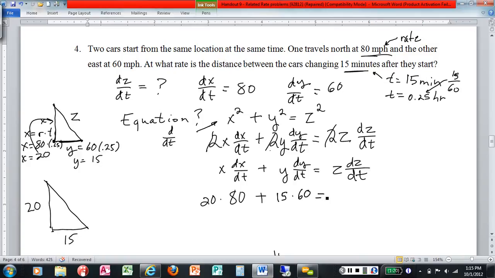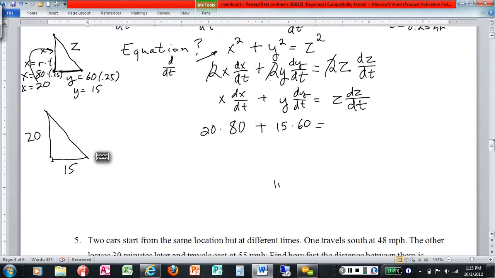Uh-oh. I'm still lacking one thing, aren't I? Trying to find dz/dt, but this d/dt equation still has z in it. What are we going to do there? Well, isn't z this little thing right here? And don't I still have the Pythagorean Theorem relationship going there? So I can figure out z, just go back to the original x squared plus y squared equals z squared equation before I d/dt'd it.